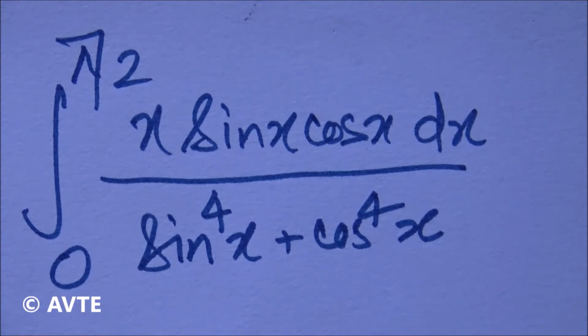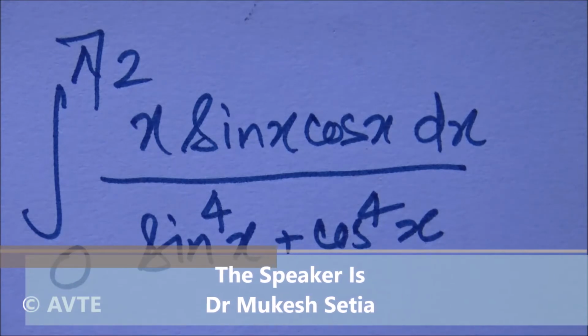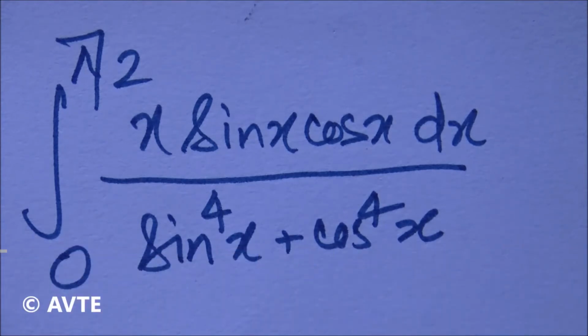For that, if you can see the limits, these are from 0 to pi by 2. So if we could apply 0 to a, then we can remove x and then it will be a simple question. Most of the part can be done directly and then it will be a case of solving it through indefinite integration and then finally putting the limits. So why not apply that? So we're coming up with the solution.